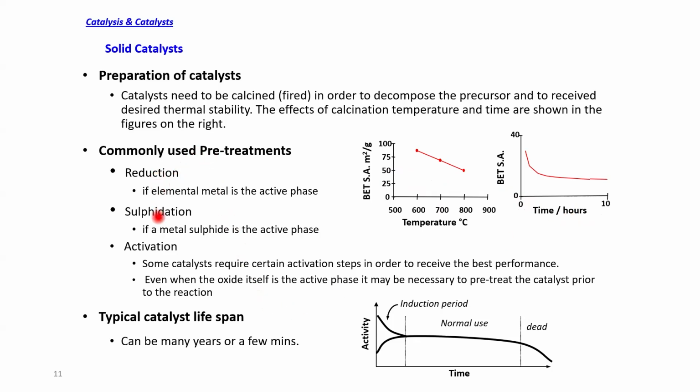Okay, and there are methods of pre-treatments: reduction, sulfidation, activation. Typical catalyst lifespan should be many years or a few minutes? It should be many years. Few minutes will not work. Maybe in the lab it is all right. In certain catalysis, it may be a few minutes, but normal use has an induction period, normal use, and death. This time should be at least a few years, at least 5 to 6 years.